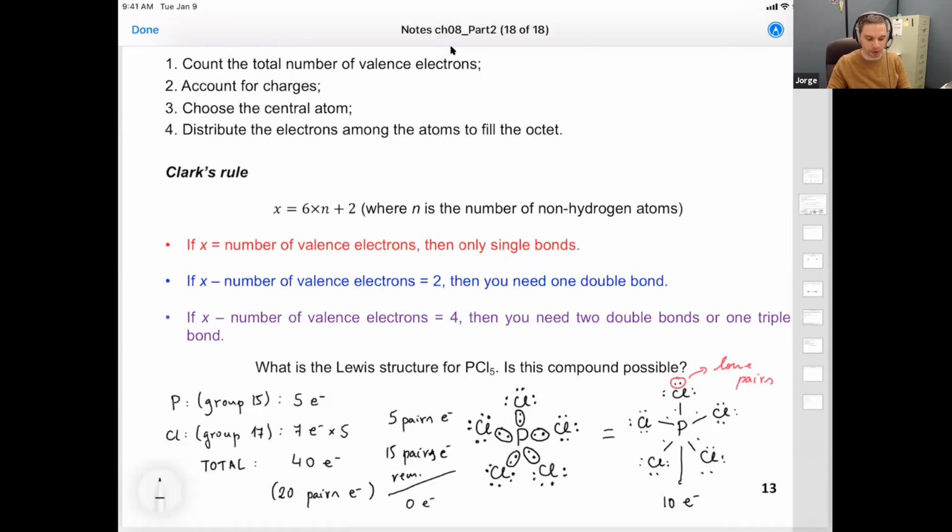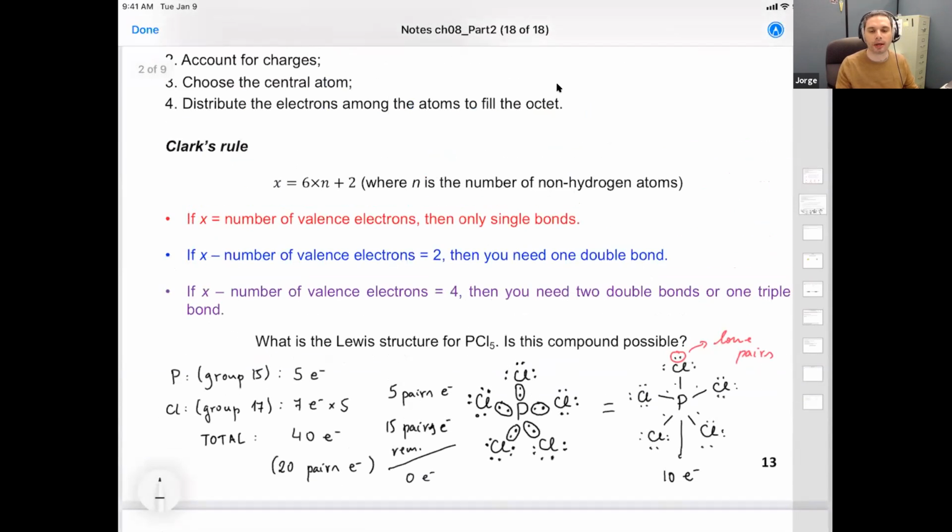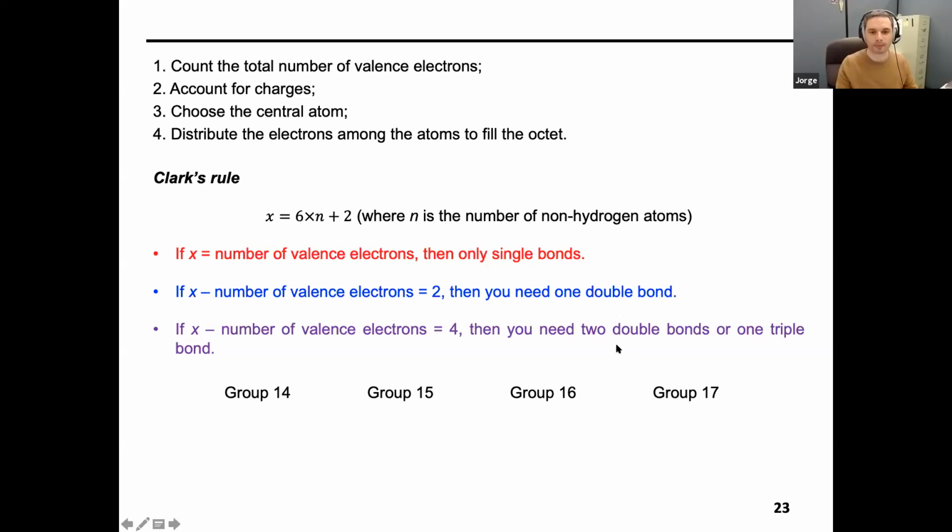The next question is, is this compound even possible to exist? Is phosphorus capable of having more than 8 electrons? Is this even stable? So let's see. Let me switch to the other screen.